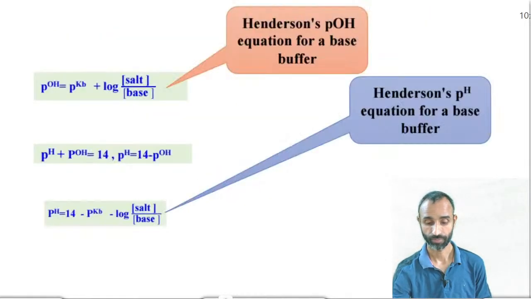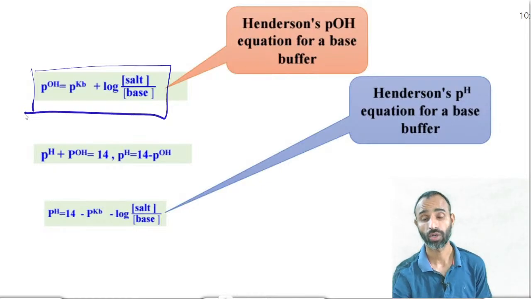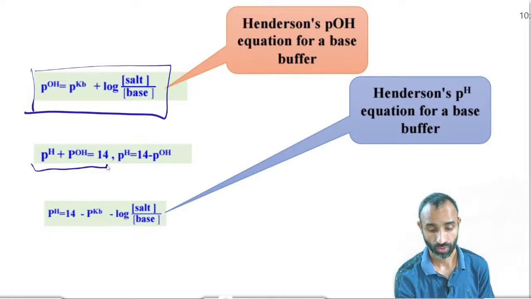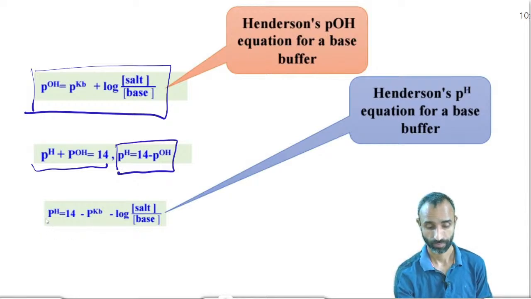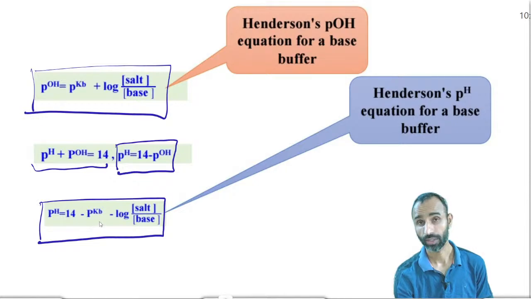concentration, and for basic buffer it is pOH equal to pKb plus log salt over base, or pH plus pOH equal to 14, or pH equal to 14 minus pOH. So pH equal to 14 minus pKb minus log of salt over base.